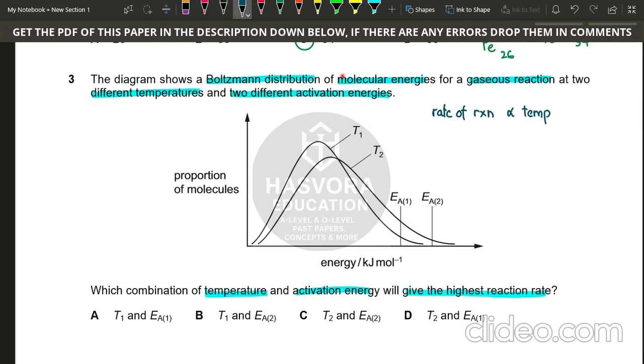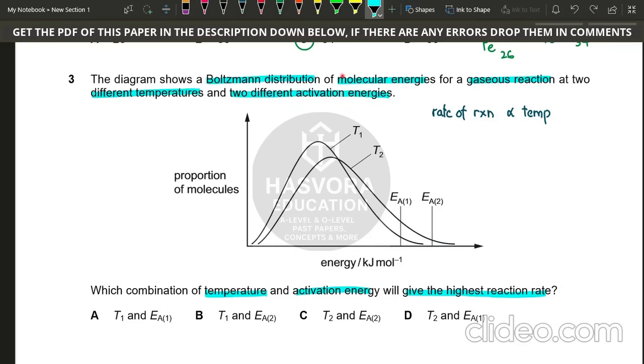Now how do we know which temperature is higher and which one is lower? You can see that on the y-axis we have the proportion of the molecules, and on the x-axis we have the energy of the molecules. This means that the particles that are here will have more energy than those which are here. Okay, so you can see this graph.